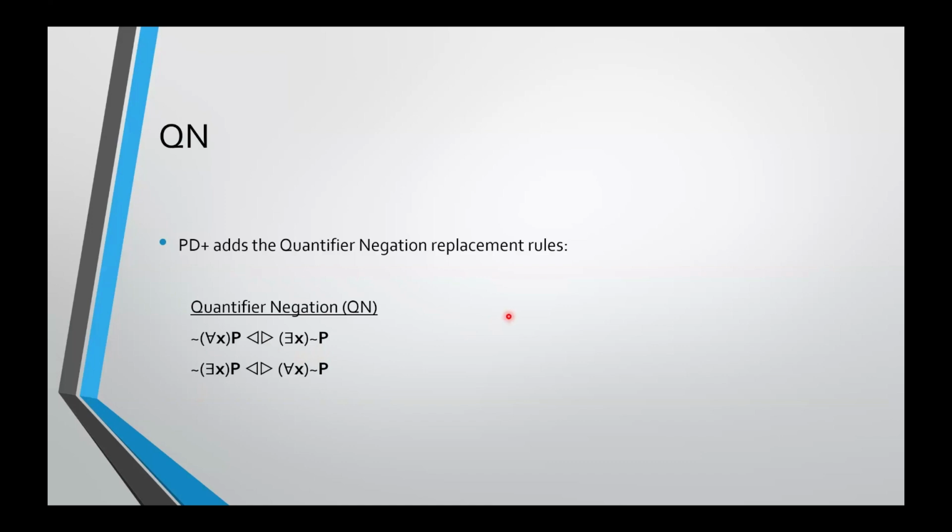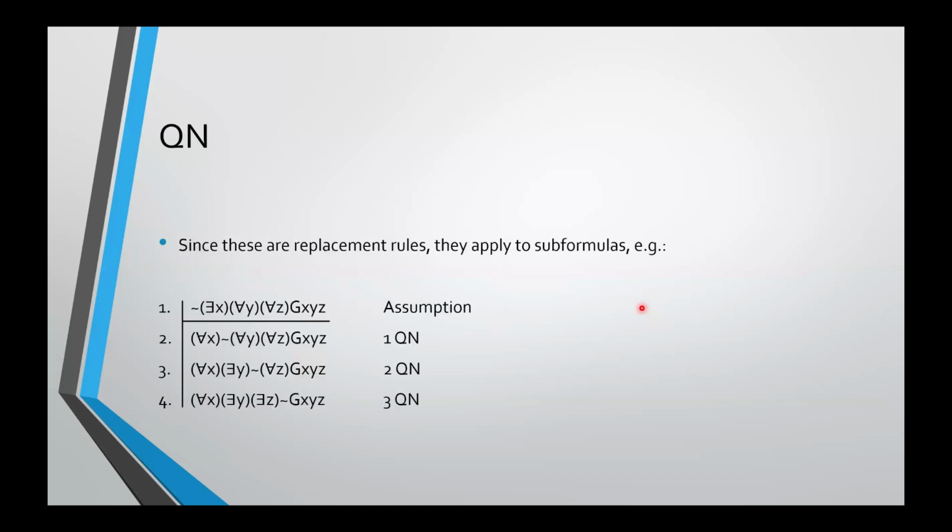The quantifier negation rules are replacement rules, which means that you can apply them to subformulas. So, for example, you can do something like this, where you start off with the negation over here, and then you can successively apply quantifier negation to successively smaller subformulas until you've changed around all of the quantifiers and moved it as far in as you can get it with quantifier negation. In this course, we don't work with a lot of multi-quantifier sentences, so this is not the sort of thing that would come up.